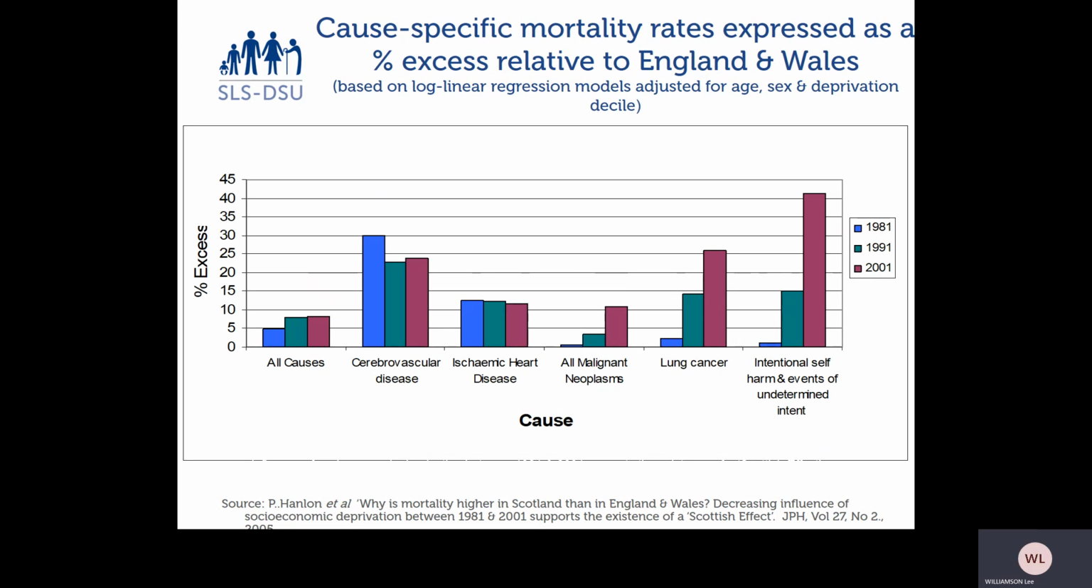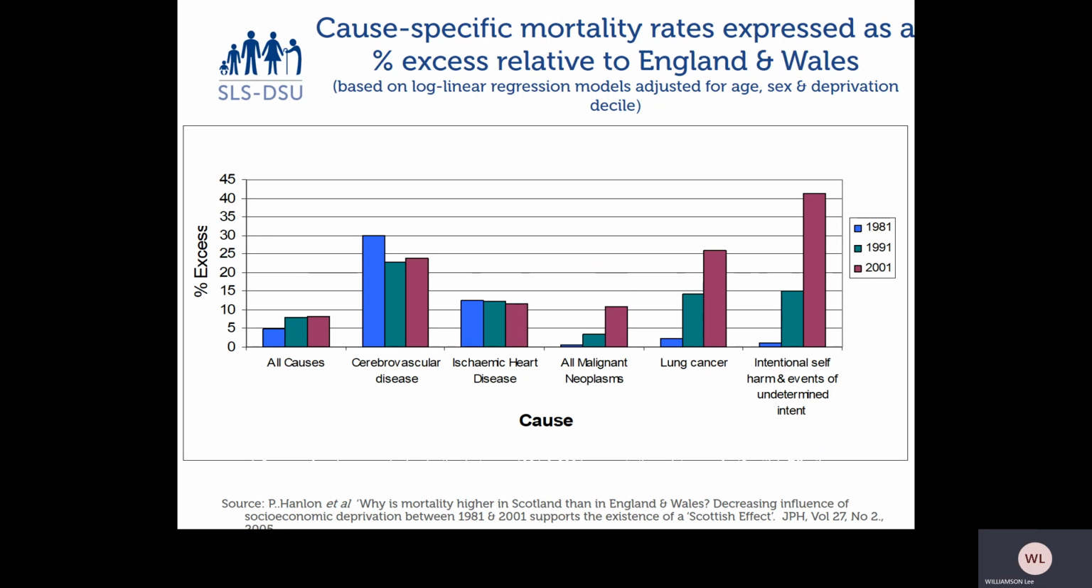This is from the same paper by Hanlon and others, and this looks across from 1981 to 2001 at the difference. This is the excess in mortality rates expressed as an excess in Scotland relative to England and Wales. You can see that there's an excess in all causes, certain heart type diseases, cancers, and self-harm.